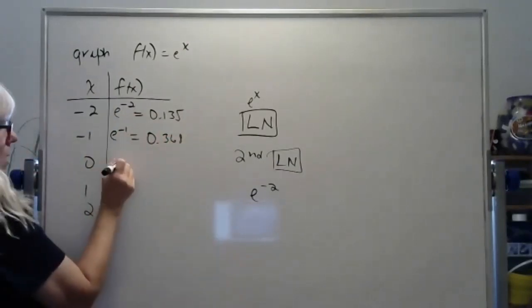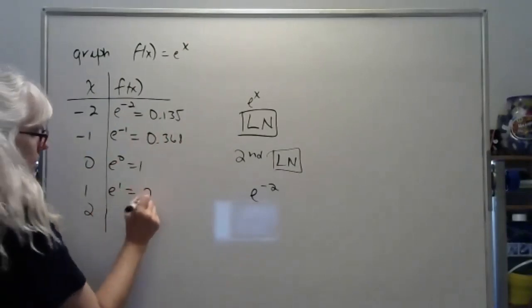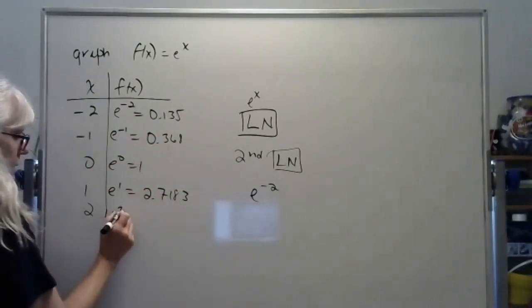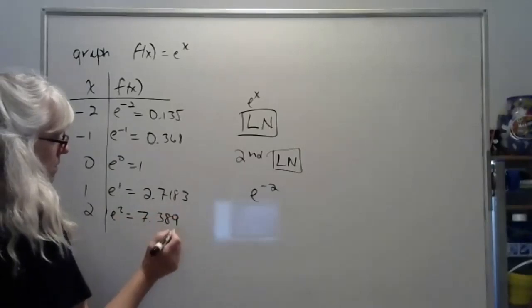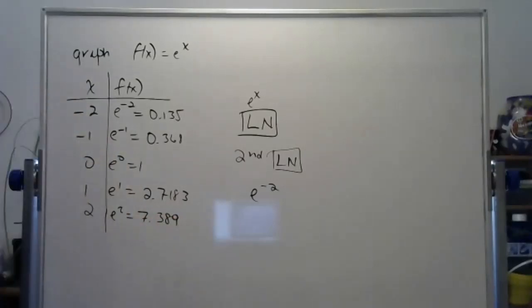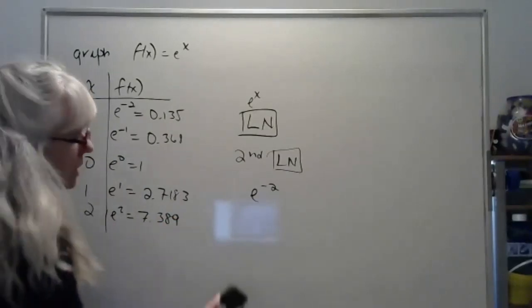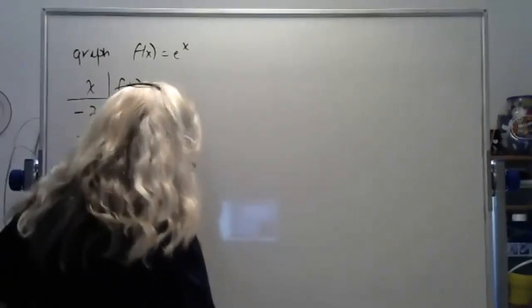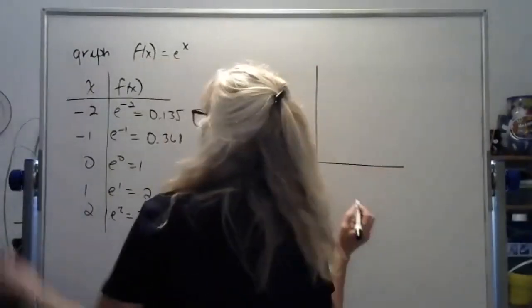Anything e to the 0 power is going to be a 1. That's nice. E to the first power we said was 2.7183. E to the second power comes out to be 7.389. And then we're going to go graph it. And guess what? We're going to see the exact same shape that we've been seeing. So it's nice. It's just a different base. A little harder to graph if you ask me because they're decimals.